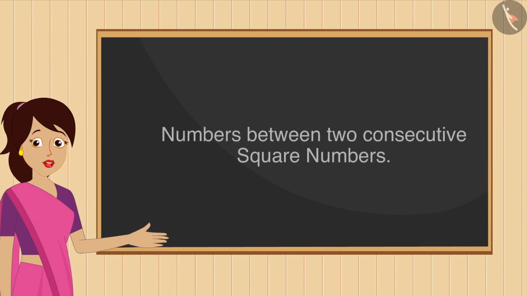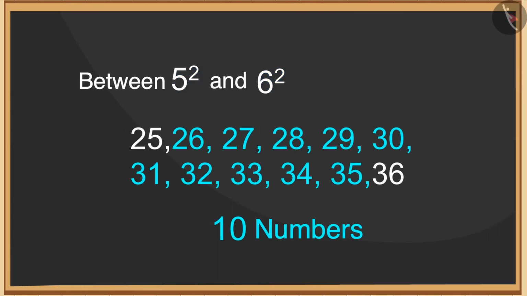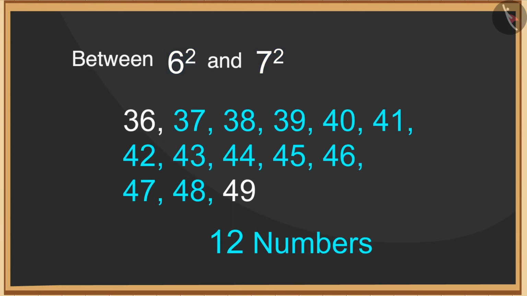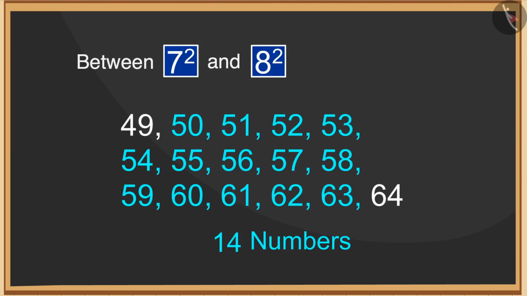Let us see how many numbers fall between any two consecutive square numbers. There are 10 numbers between the squares of 5 and 6. There are 12 numbers between the squares of 6 and 7. There are 14 numbers between the squares of 7 and 8.